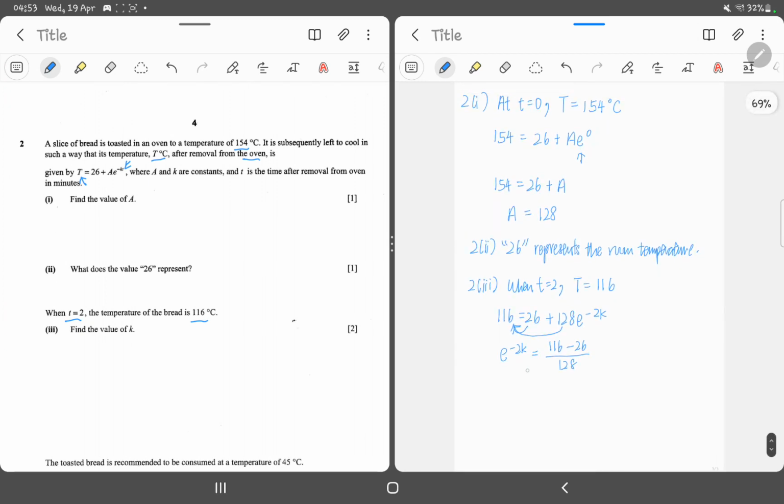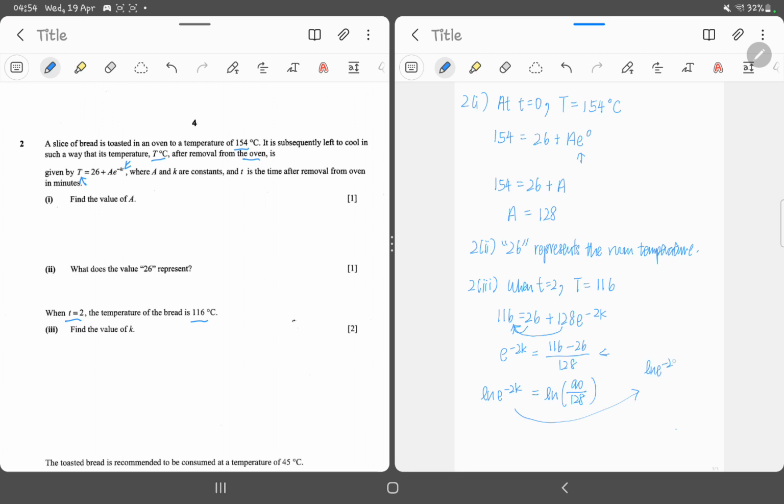From this equation, we are going to take the natural logarithm on both sides. We get ln e to the power of minus 2k equals ln of 90 over 128. Now, using the power law, let's write this out.